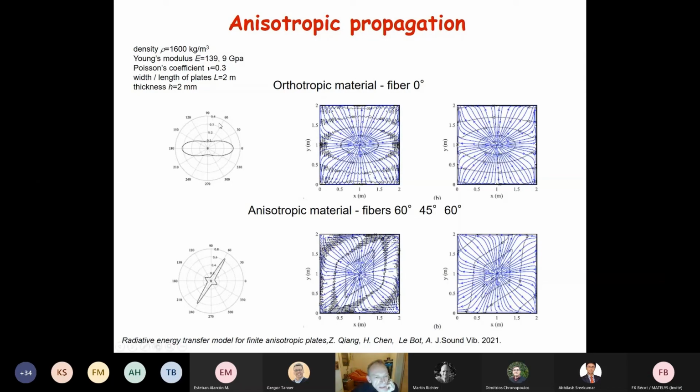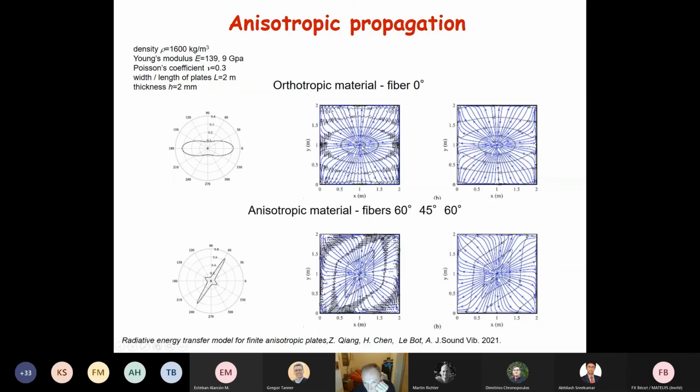So this is the directivity diagram of the source for the orthotropic plate. As you can see, the directivity diagram is no longer circular, meaning that there is a preferential direction of emission. And then on these maps, you can see on the left the results of the reference calculation, and on the right the results of the radiosity method. So both methods give similar results.